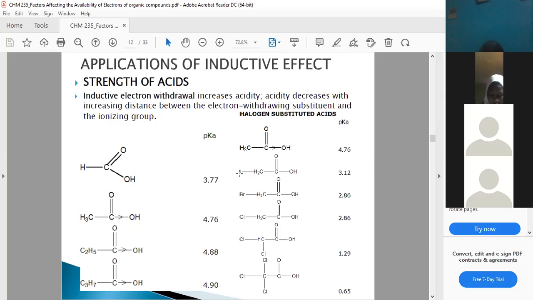Another point you need to know is that if you have a negative inductive effect, the distance of that electronegative atom matters. The further the electronegative atom is from the carboxylic group, the weaker the acid. Do you get this point, please? Are you following me?